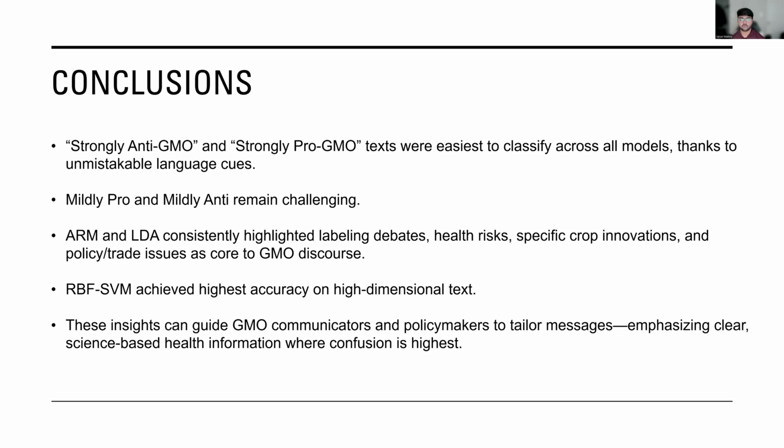From association rule mining and topic modeling, it was consistently highlighted that labeling debates, health risks, and specific crop innovations and policy trade issues are core to GMO disclosure debates. Among the classification models, the support vector machine with RBF kernel was found to be the best model, with the highest accuracy among all the models tested. So we can say that SVMs perform best on high-dimensional text data.